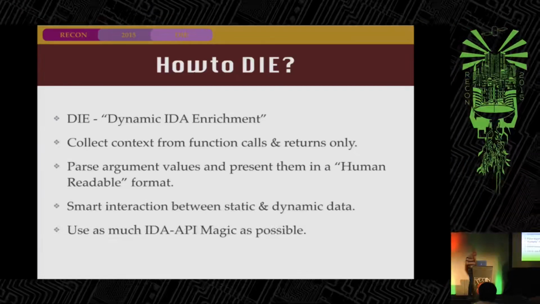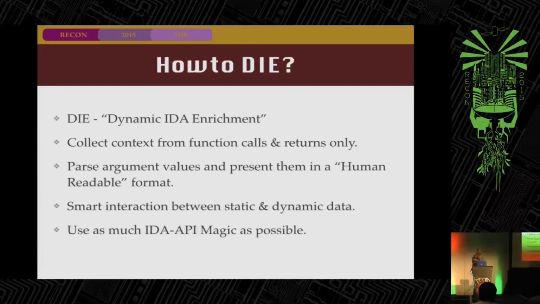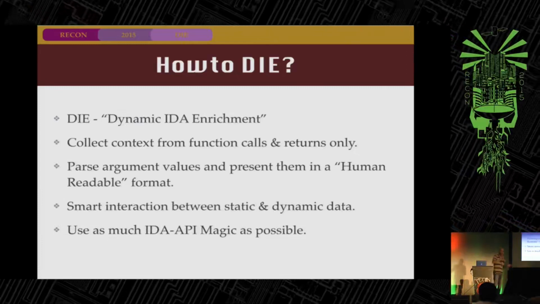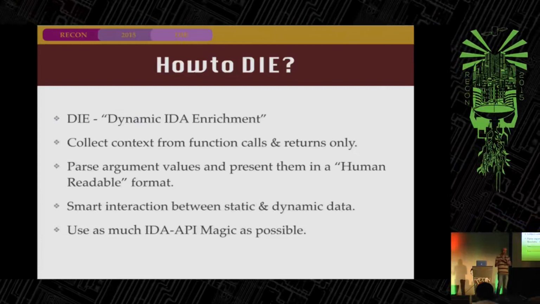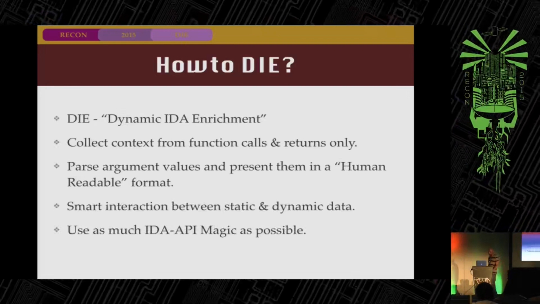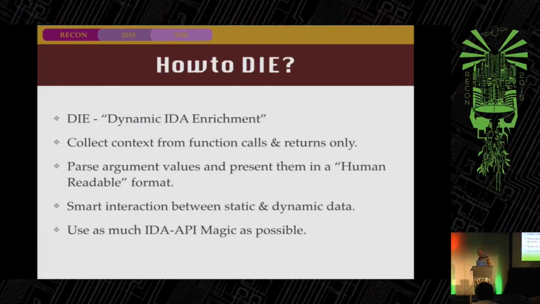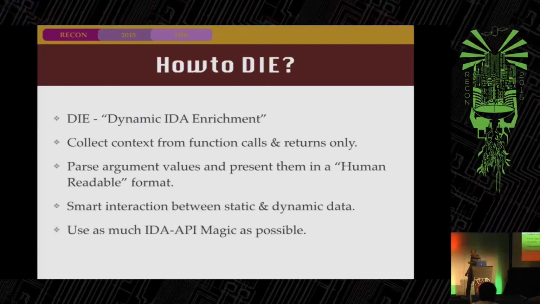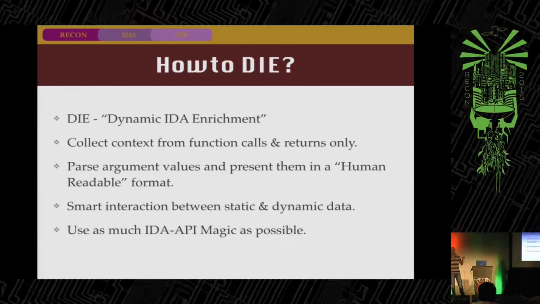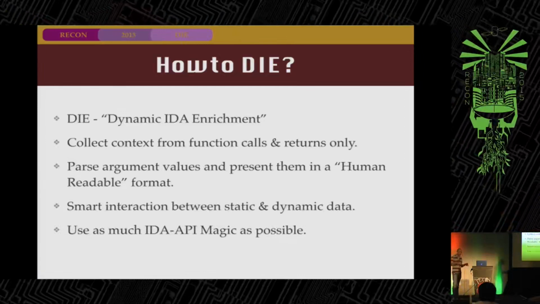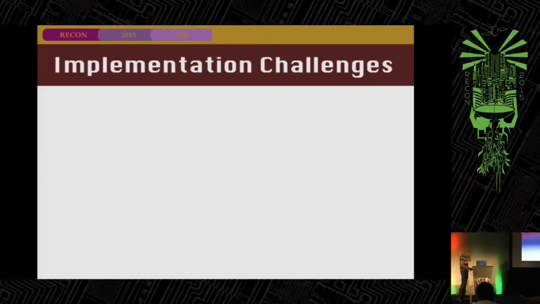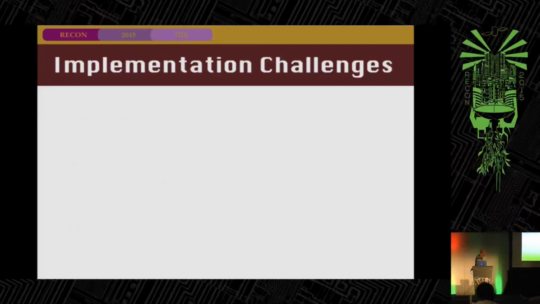The other thing is that I tried to design some kind of smart interaction between static and dynamic data, so you can move back and forth from static data to dynamic data and over again, and it could be very, very usable. And the last point is that I wanted to use as much IDA API magic as I could. I don't want to calculate anything myself, not the arguments, not their types, not their positions, nothing. I want all the data that is stored in IDA to be available to me and to use it inside my tool. So there are some implementation challenges here, and we're just briefly going to go over them.